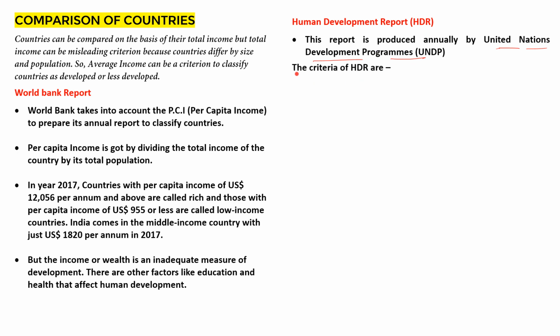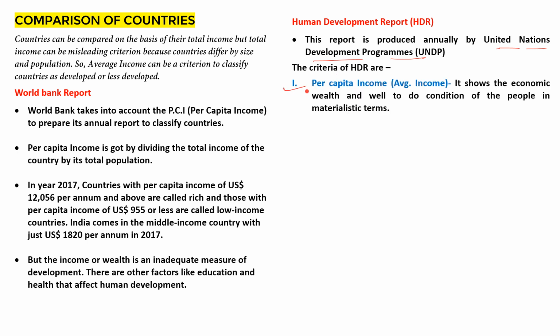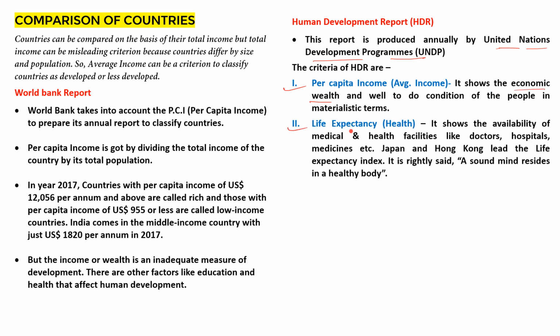The basic difference between the World Bank report and the Human Development Report is that one is prepared by the World Bank, and the other is prepared by UNDP. In the World Bank report, income is used as the criterion. Here the criteria are more than per capita income. First, per capita income is included because it shows the economic wealth of a country. Next, life expectancy, that is the health standard of the people. It shows the availability of medical and health facilities like doctors, hospitals, medicines, etc.